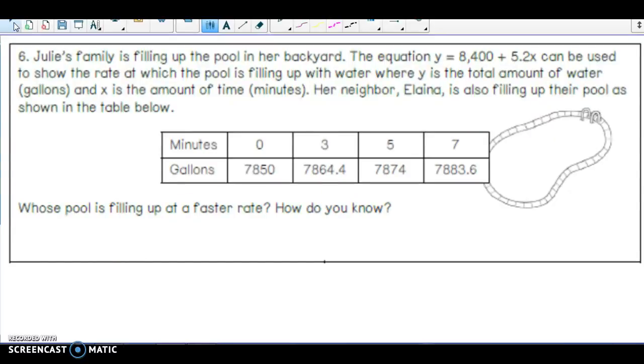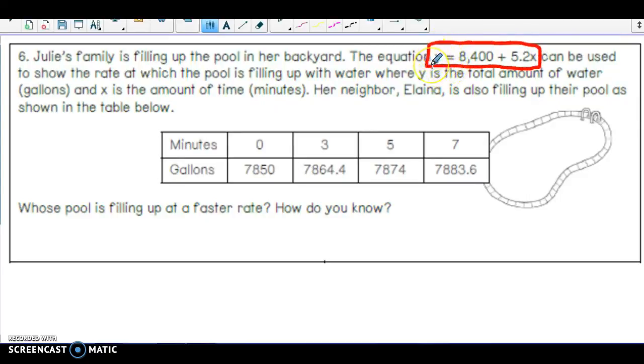Now we're going to look at an example that's very similar to the last one. This one is talking about Julie's family filling up a pool in her backyard. We're going to compare this equation that we have been given, which is to be used to show the rate at which the pool is filling up with water.